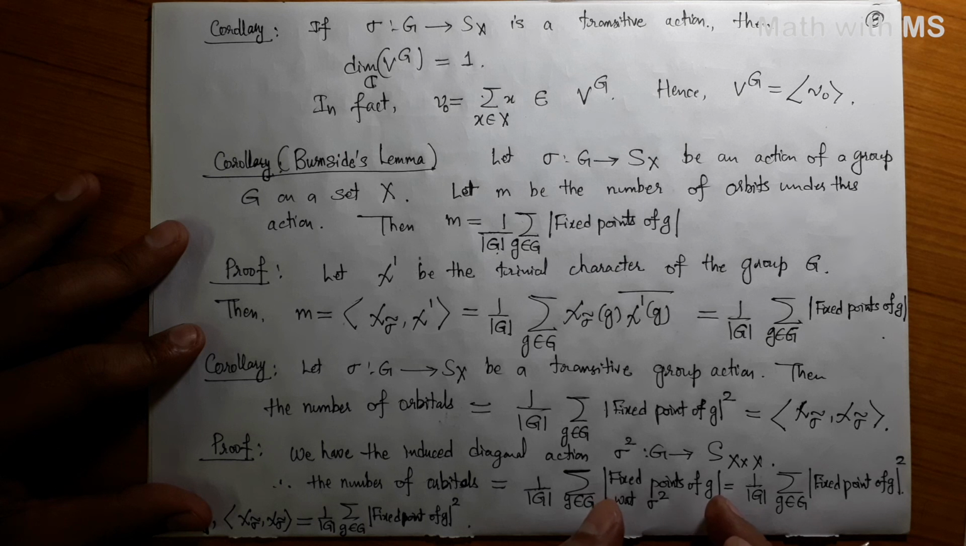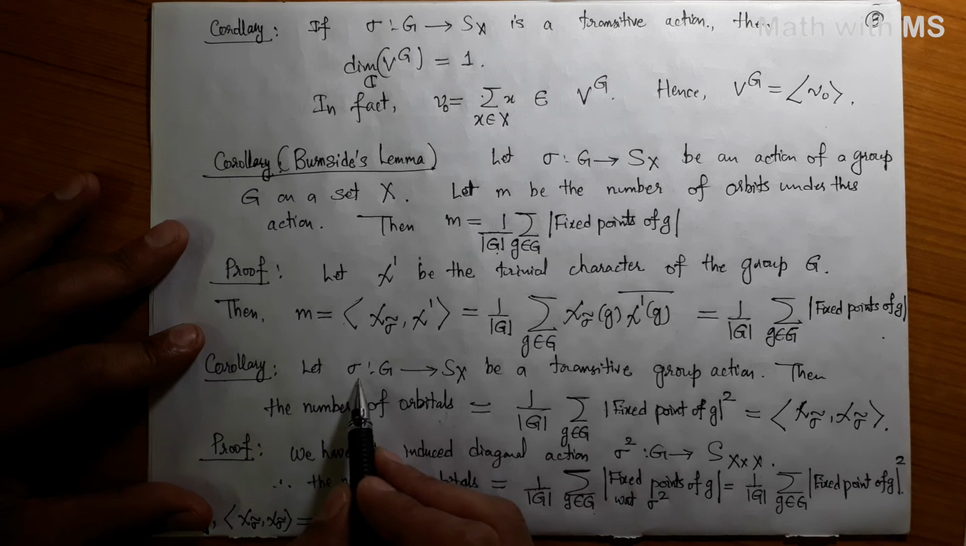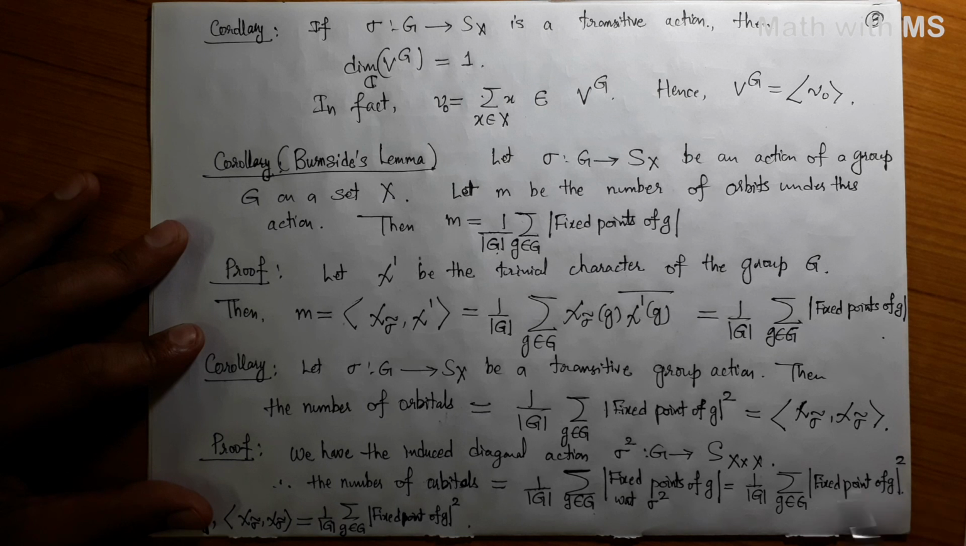But the number of fixed points of g with respect to sigma 2 is the same as the fixed points of g with respect to sigma times the fixed points of g with respect to sigma. Therefore you get this square. It's a direct check because the action is just diagonal. Alright.